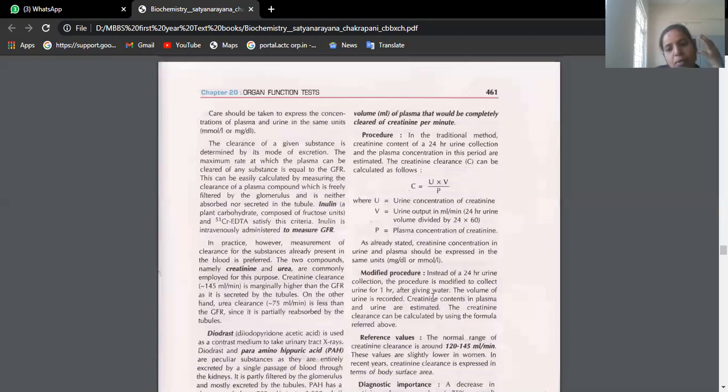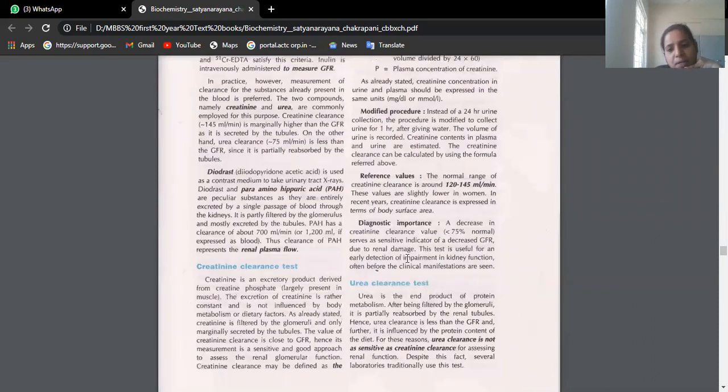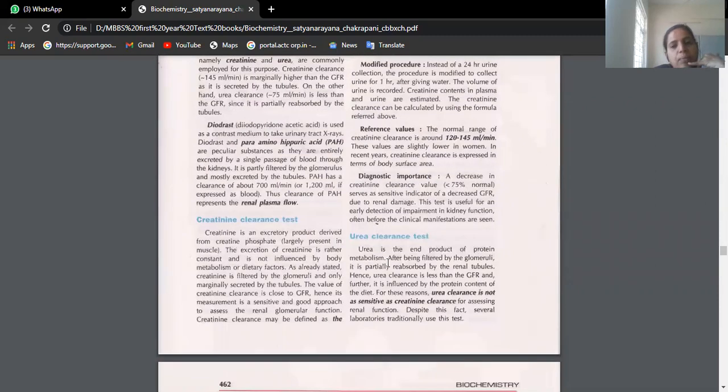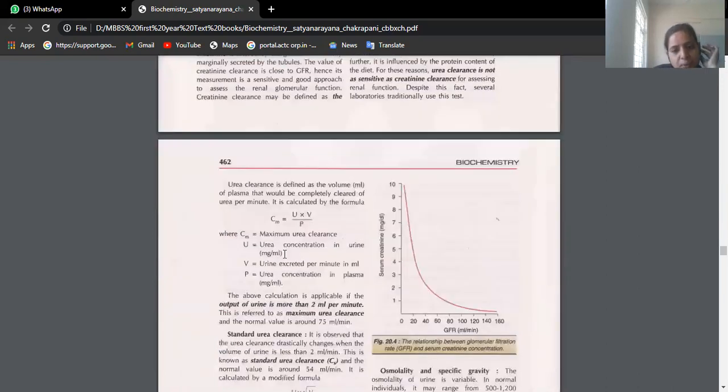Okay, and you should remember the normal reference values. The creatinine clearance is 120 to 145 ml per minute. Suppose if it is decreased, if it is less than 75% of normal, it is a sensitive indicator that shows decreased GFR. It may be due to renal damage, and it is used for early detection of impaired kidney function. So only the creatinine word will change and the rest of the theory part will remain the same for the urea clearance test. Same thing, except for that substance you have to make use of the word urea.